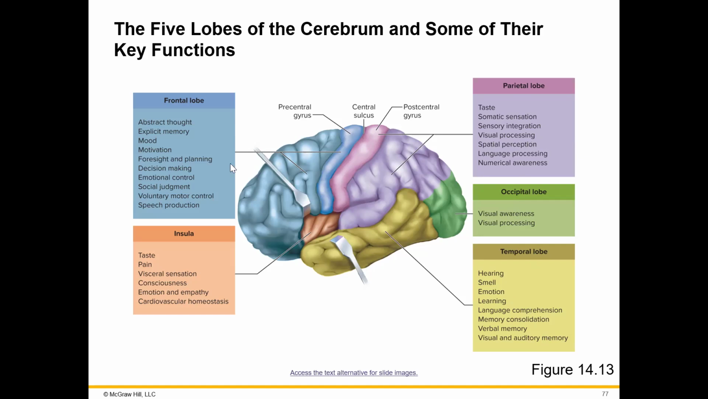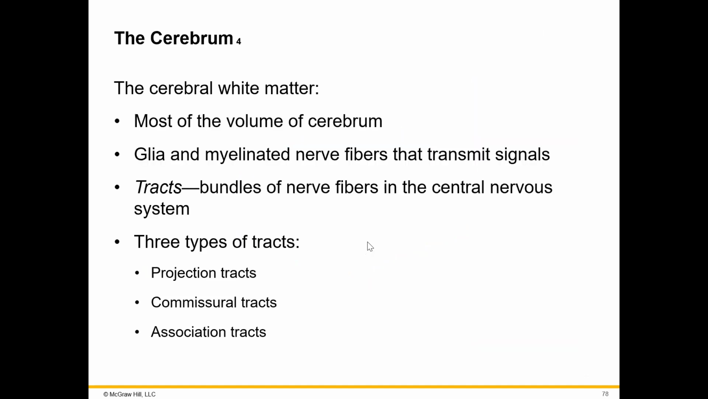Frontal lobe is for motivation, for mood, for abstract thought, and insula is for taste, pain, visceral sensation, and consciousness.